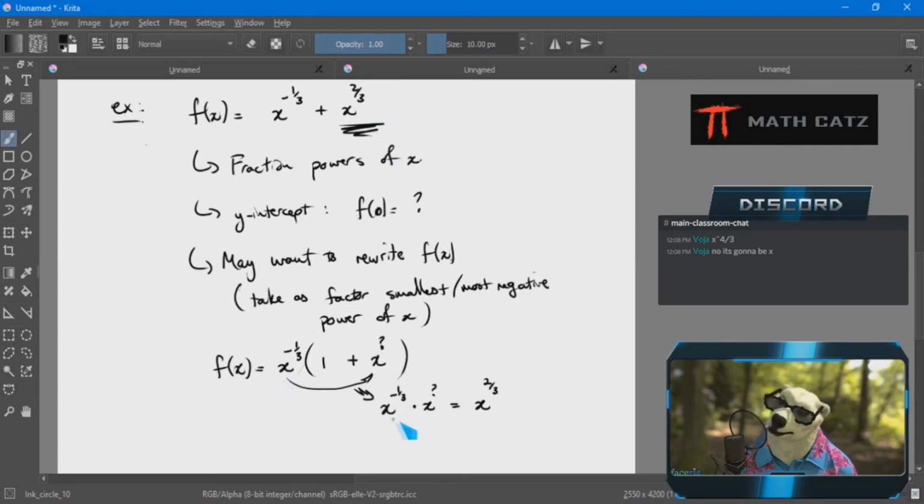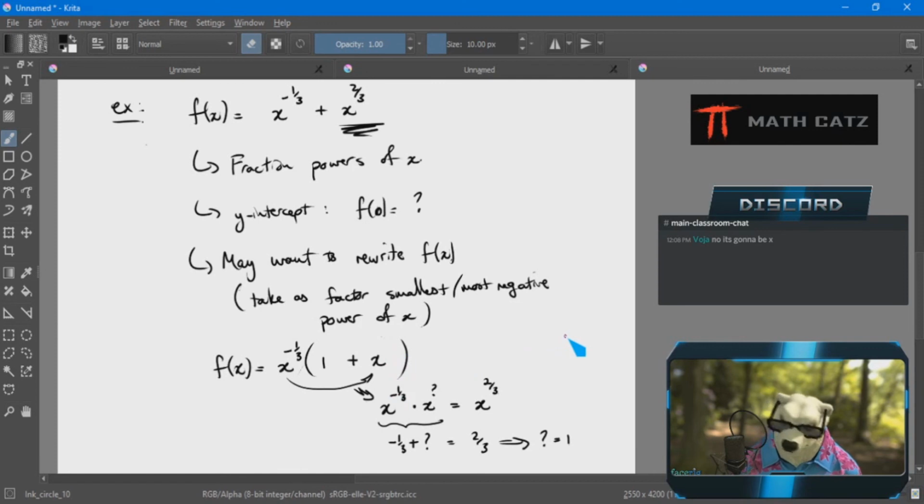Now, when I multiply with the same base, I add the exponents, and that should be 2/3. That means the question mark is a 1. That means I'm not going to write the 1, because if I write nothing, it's just x.